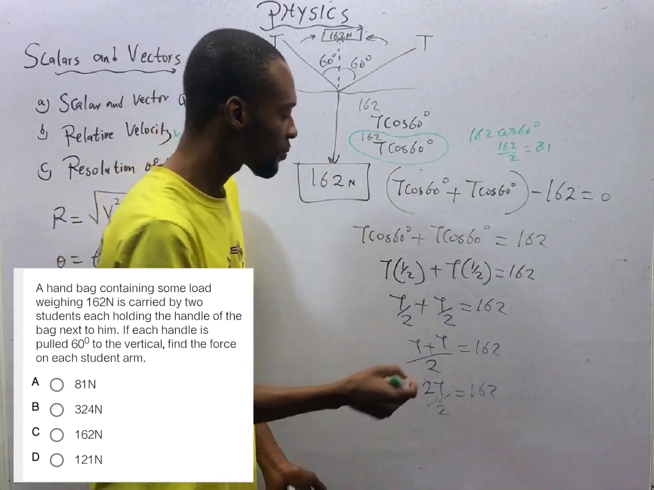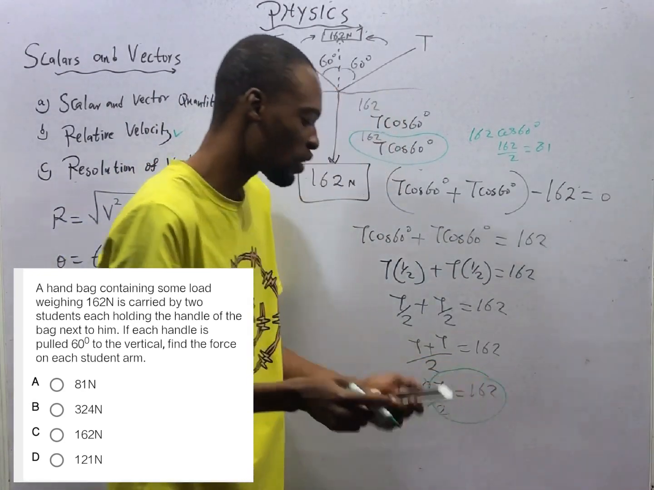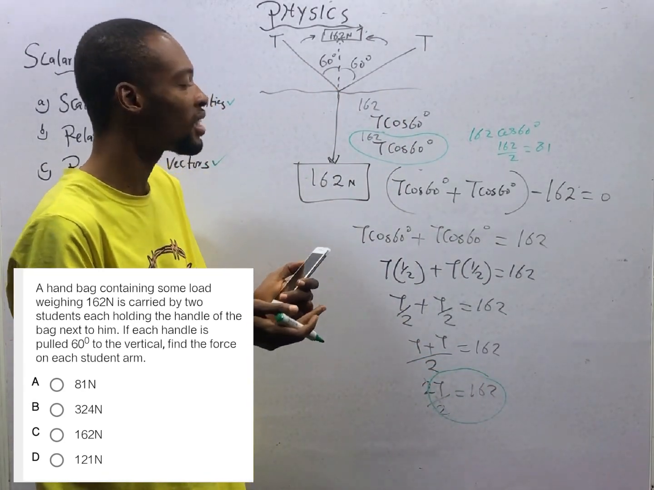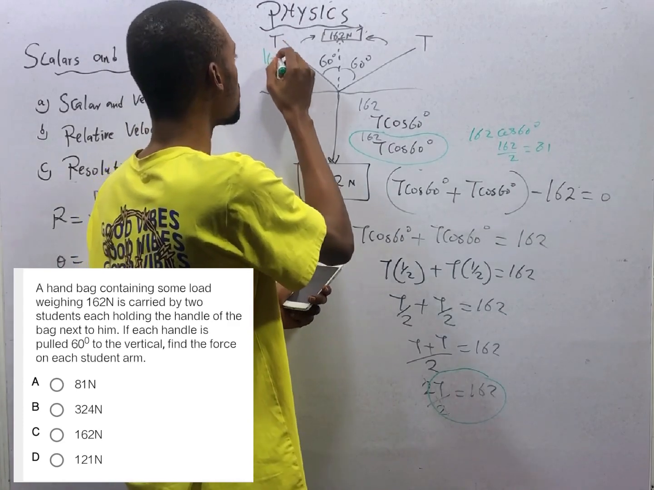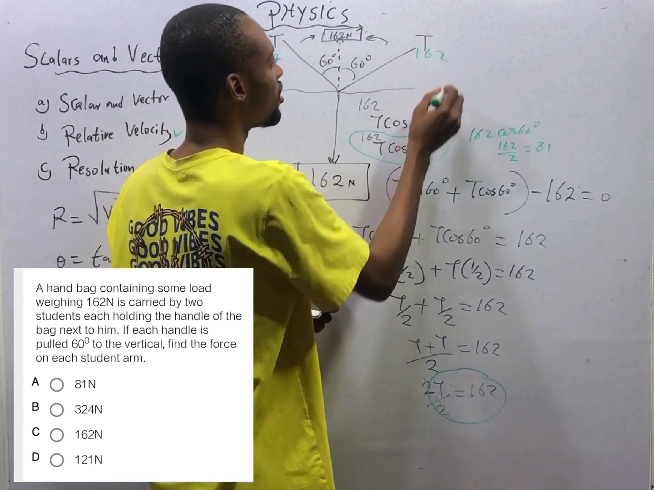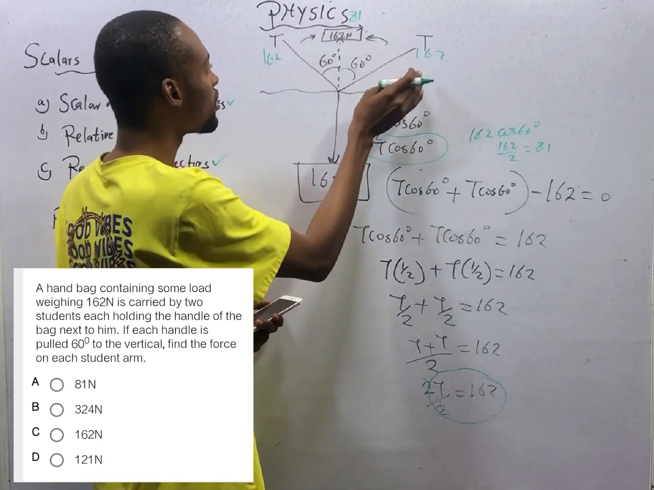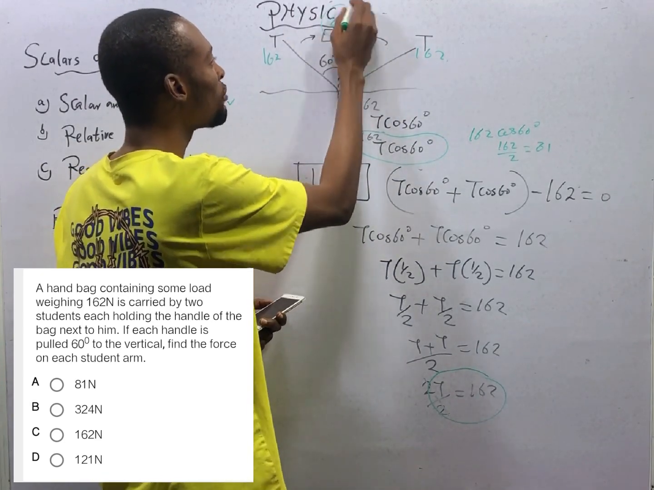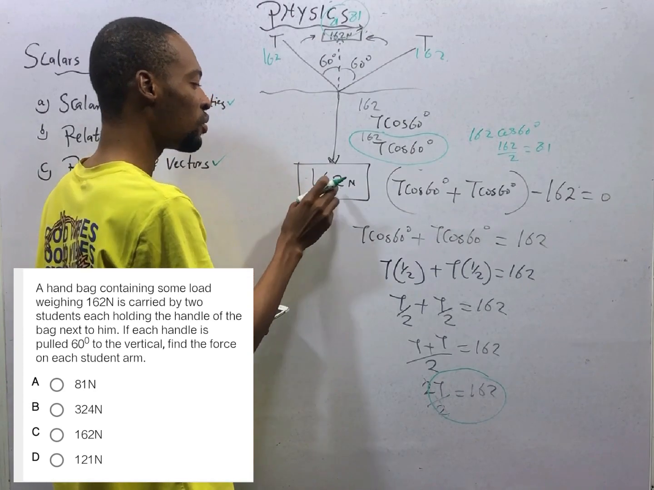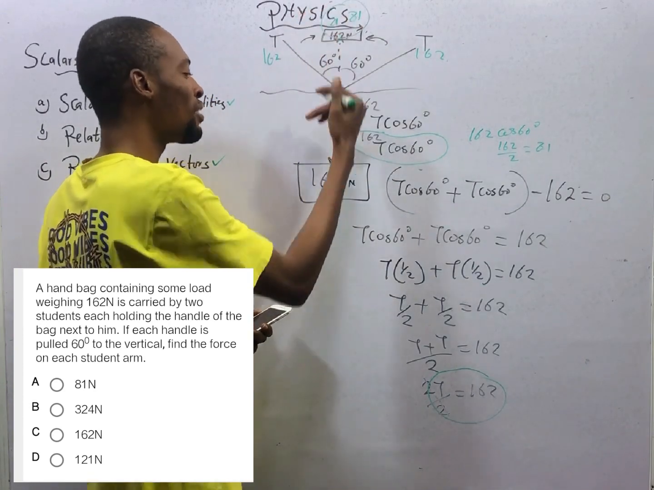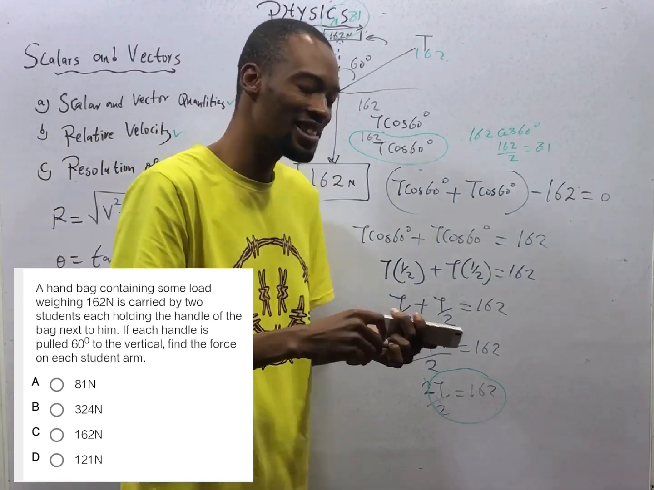In summary, the tension is 162 on each student's arm. So 162 here, 162 here. If you resolve 162 to this place, you get 81. You resolve this 162 to this place, you get 81. When you add both of them, it is equal to the weight. So the upward force will now be equal to the downward force. That is physics for you.